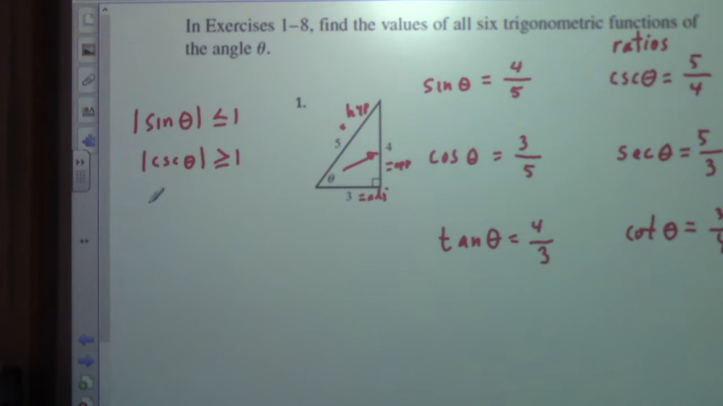And similarly, for cosine, the absolute value of cosine theta is going to be less than or equal to 1, and the absolute value of secant theta is going to be greater than or equal to 1. So these are some things to keep in mind when you look at reasonable answers.